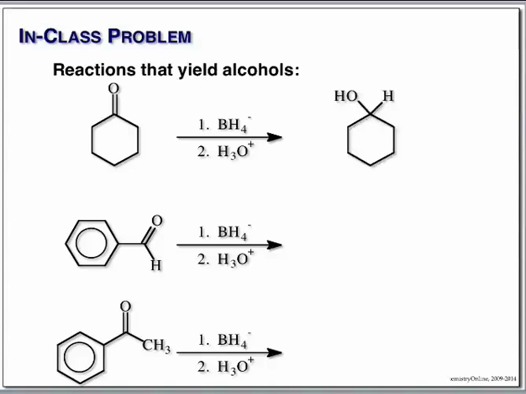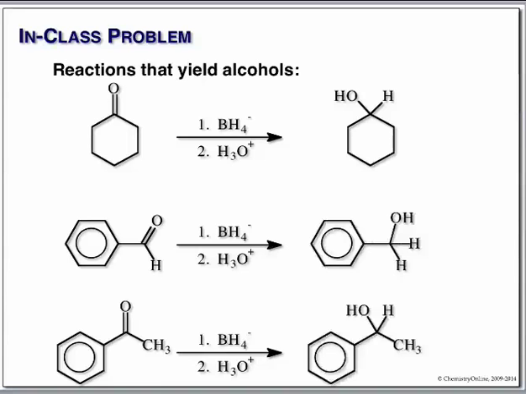If we take benzaldehyde and do this, we are adding our hydride to this carbon. That makes it a benzylic carbon, and we simply wind up with benzyl alcohol. Acetophenone, just going to add it here. We make 1-phenylethanol as our product.